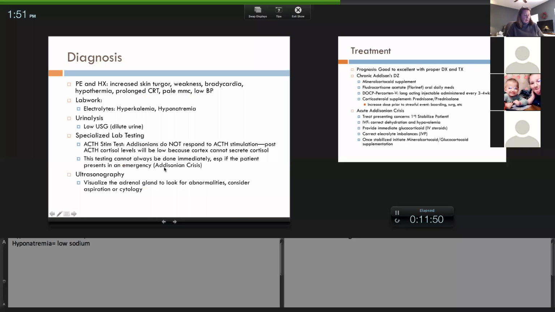So when we first diagnose, if they're coming in with early clinical signs, sometimes you see increased skin turgor because they're slightly dehydrated. They might be weak and bradycardic, but when you're getting into an Addisonian crisis, they're potentially coming in collapsed, hypothermic, pale, with low blood pressure. The best way to describe this is the first time I saw it on ER.